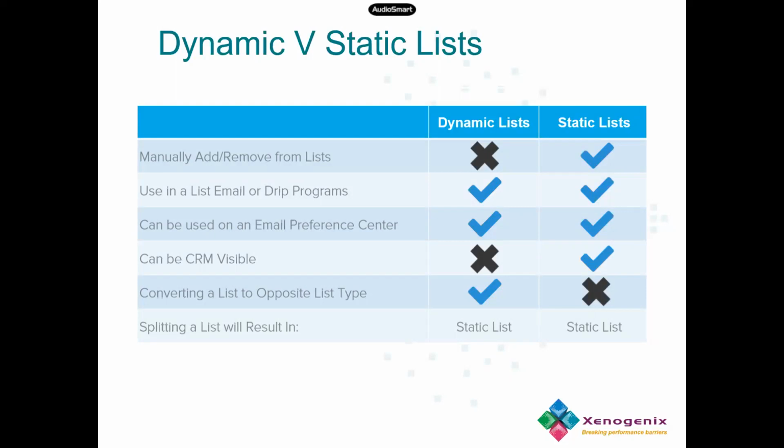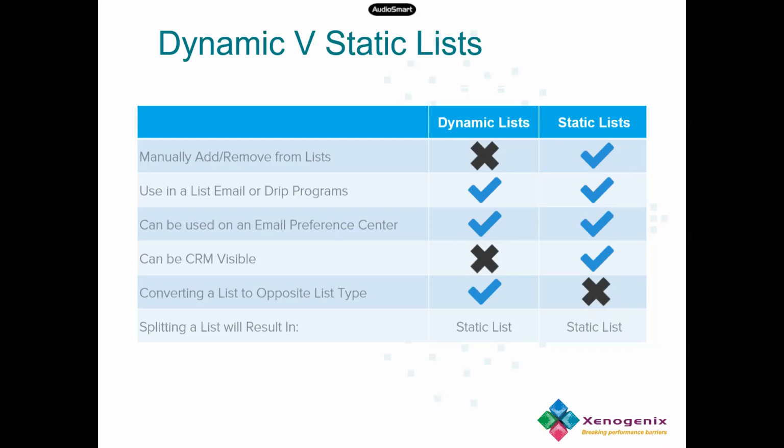So if you wanted to take a snapshot of your list at a particular point in time, you can do that, and it will then convert itself into a static list. But you can never convert a static list into a dynamic list because you don't have the criteria there. The two things are different.